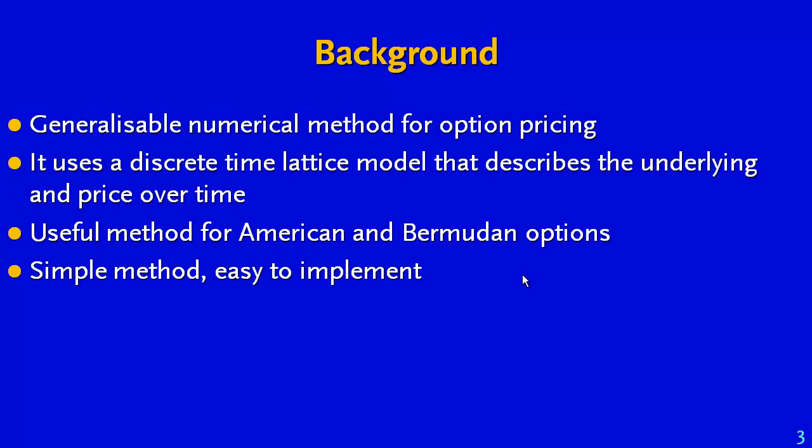Okay, so the background of the binomial method is it's a generalizable numerical method for option pricing, and it uses a discrete time lattice model. So you have discrete points at which your stock is defined. So we want to describe the behavior of the stock as you go from the current time right up to the expiry time, big T. And it was useful for American options. So American option you can exercise at any time right up to the expiry date, and Bermudan options, which are like options which you can exercise at specific times leading up to the expiry date.